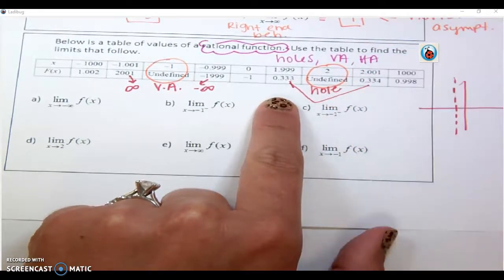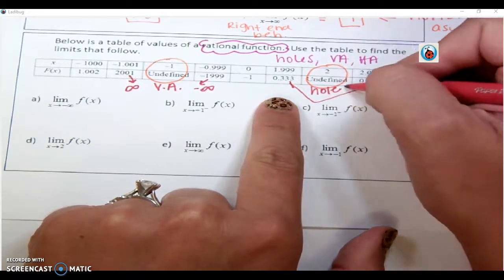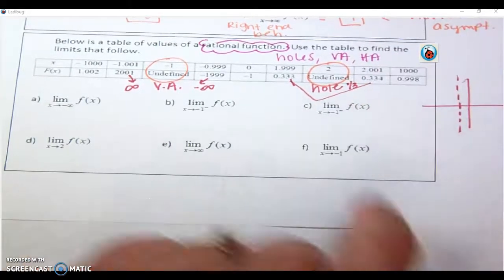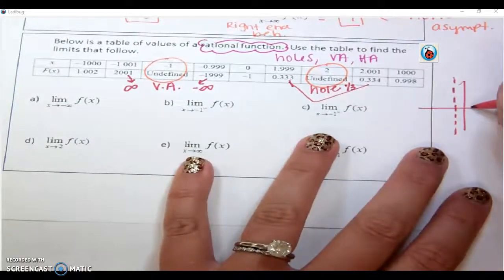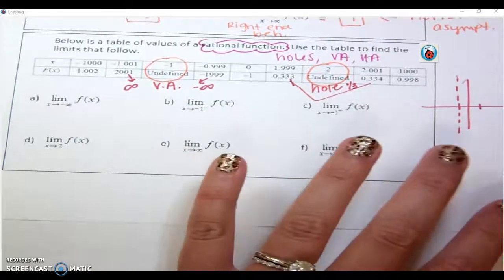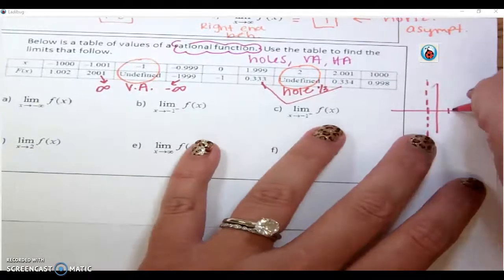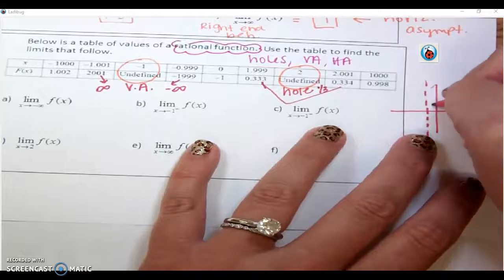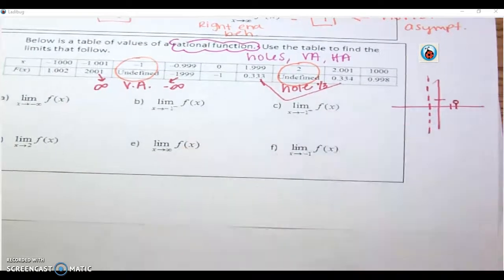Okay, and it's the hole at that middle number, so think about 0.333 as 1/3. So at 2, we have a hole at 1/3. Go ahead and draw that in.